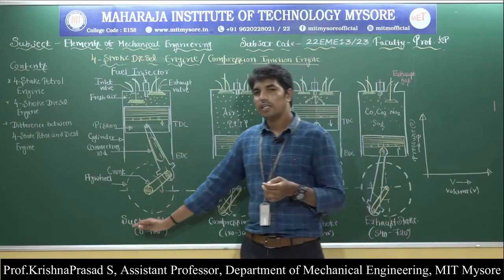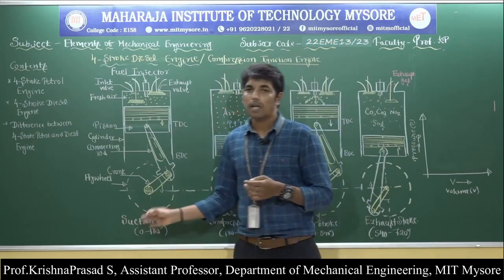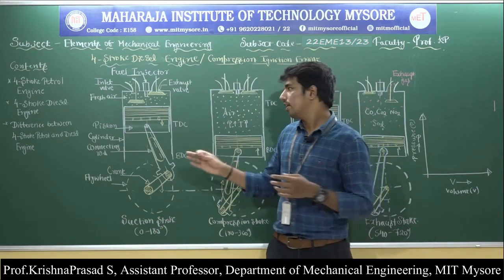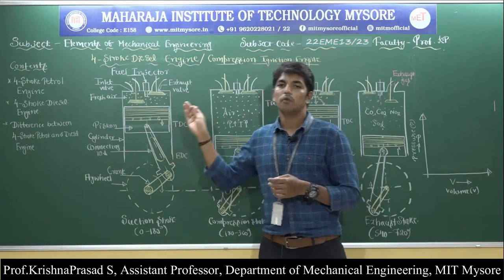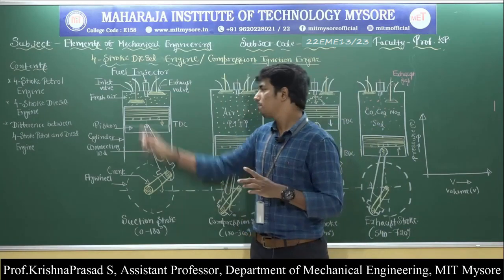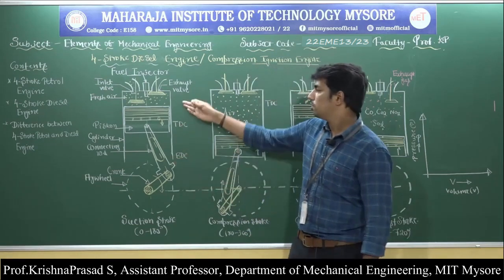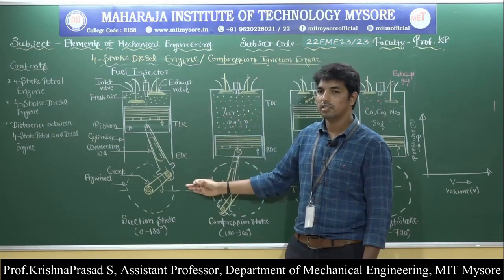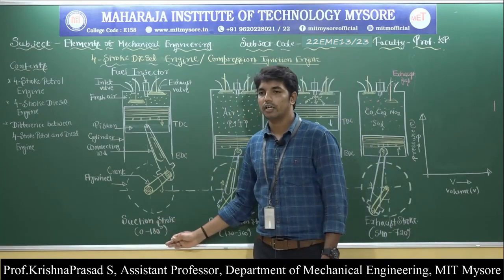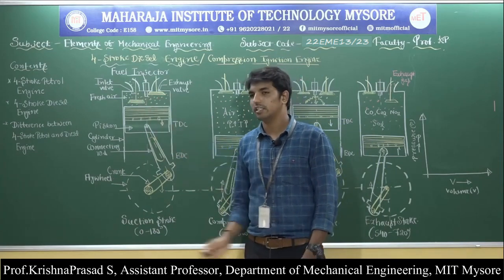The very first stroke in the 4-stroke diesel engine is called the suction stroke. What happens during the suction stroke, and what conditions we need to take during it, is very important. Observe here, during the suction stroke the inlet valve is open and the exhaust valve is closed, and the piston moves from top dead center to bottom dead center. Due to the downward movement of the piston, the crankshaft rotates 0 to 180 degrees, and a small suction is created inside the engine cylinder.